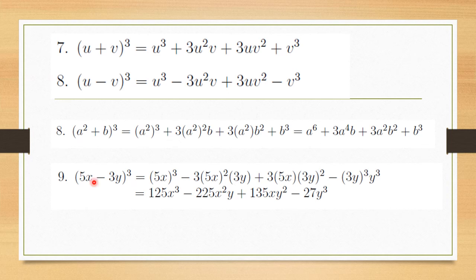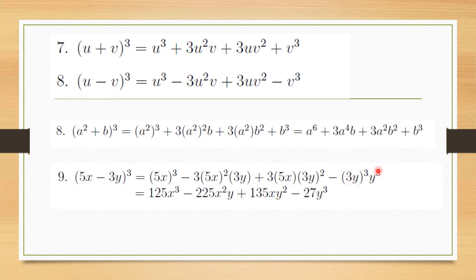Next, we've got a minus now. So a binomial having a minus second term, and then raised to the cube. So this becomes u cubed, so this is the cube of 5x, and then 3u squared v. So 3 times the square of 5x times 3y, plus 3uv squared, 3 times 5x times the square of your v, which is 3y, minus 3y cubed, the cube of this.